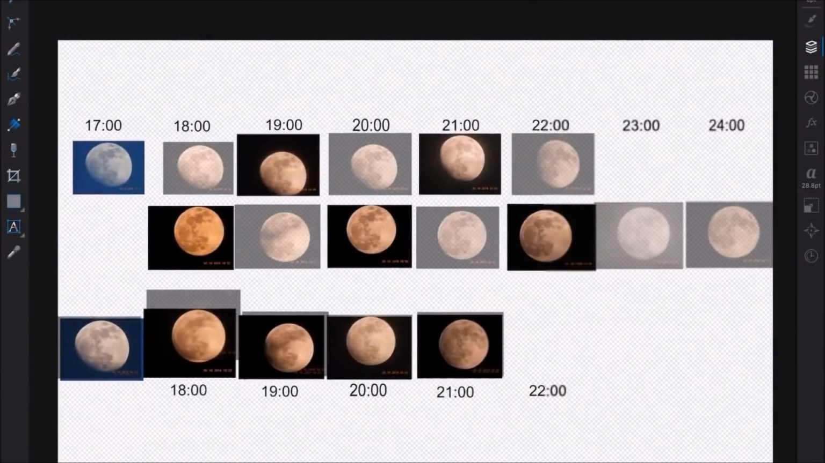What we have here is the times the photos were taken. The first row is February 16th, and the second row are the photos that I was able to take every hour on the 18th. And the third row is an overlay of the 16th and the 18th.